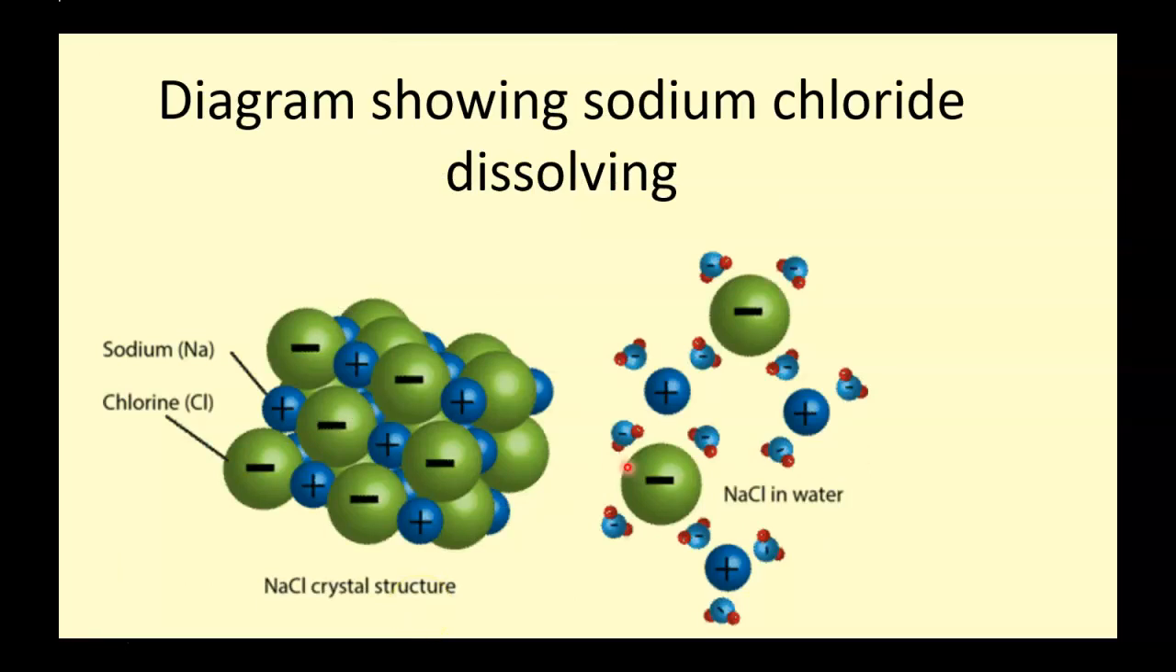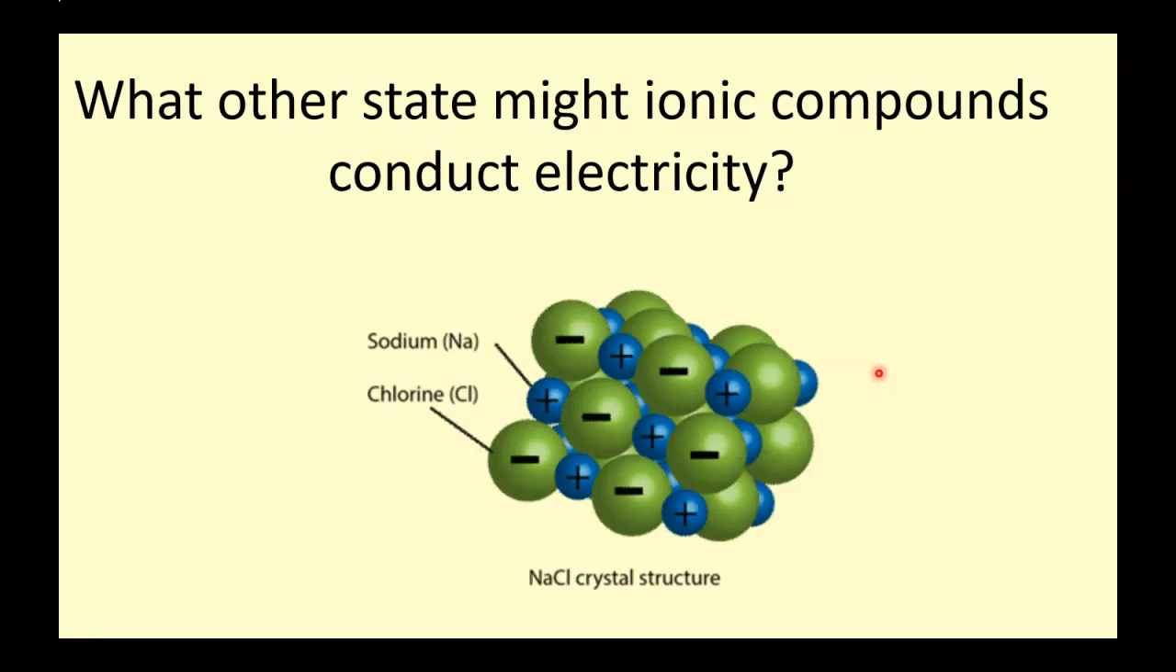Here's a diagram showing the dissolving of sodium chloride. We have a picture here showing the positive and negative ions in sodium chloride. And what happens is little water molecules can surround them so the ions can actually move and act as charge carriers. What other state, in addition to sodium chloride being dissolved in water, might ionic compounds conduct electricity? Can you think what might cause the ions to be able to move?